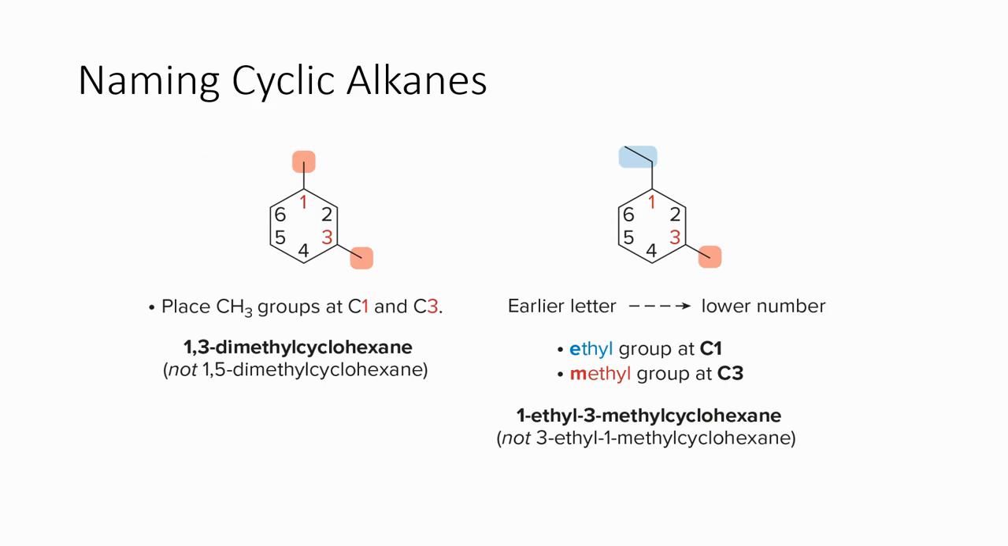Let's see. Oh, but we wouldn't want to go the other way. So it's saying you wouldn't want to go this way, 1, 2, 3, 4, 5, because then your substituent is at a higher number. Okay, and then we talked about this example already. We would put the ethyl group first, because alphabetically, the ethyl comes before methyl, so we put the ethyl at the 1 position.